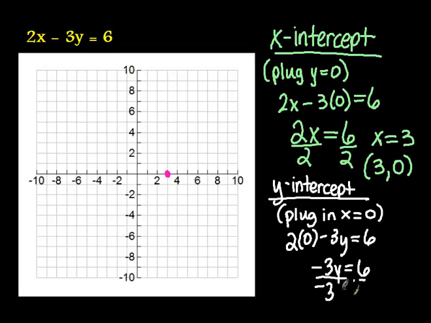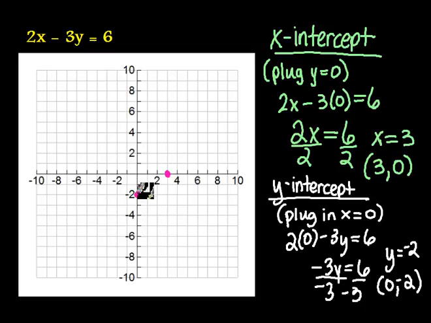Divide both sides by negative 3. y is negative 2, which means I have a y-intercept at (0, -2). And I'm going to go on the y-axis to negative 2 and make a dot there.